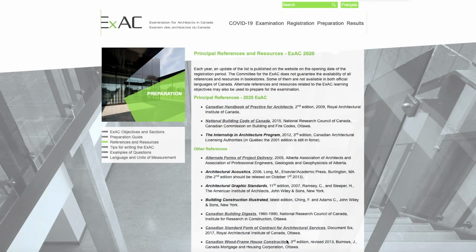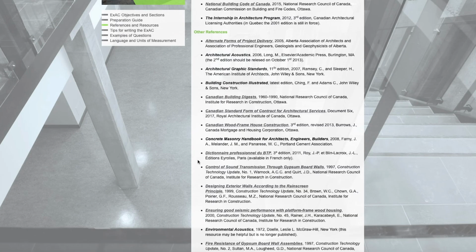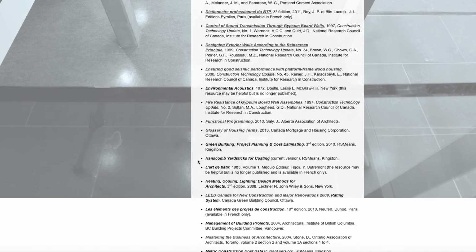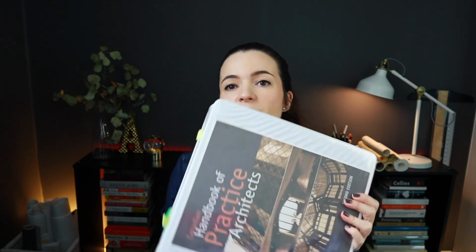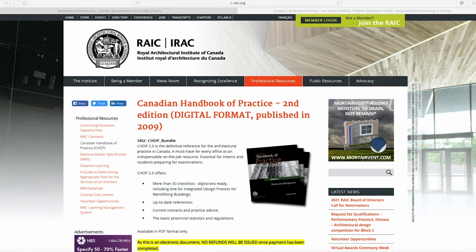On the ExAC website, they list the resources required. There are 3 core resources that you need to have in order to write and prepare for the exam, and then there are some additional resources that you can choose from. I went through those and I ended up coming up with my own list of books and resources that I found useful. The books that I found useful, of course, are the core books recommended by the ExAC, which include the Handbook of Practice for Architects, which is essential. On the website, you can log in and download the PDF.